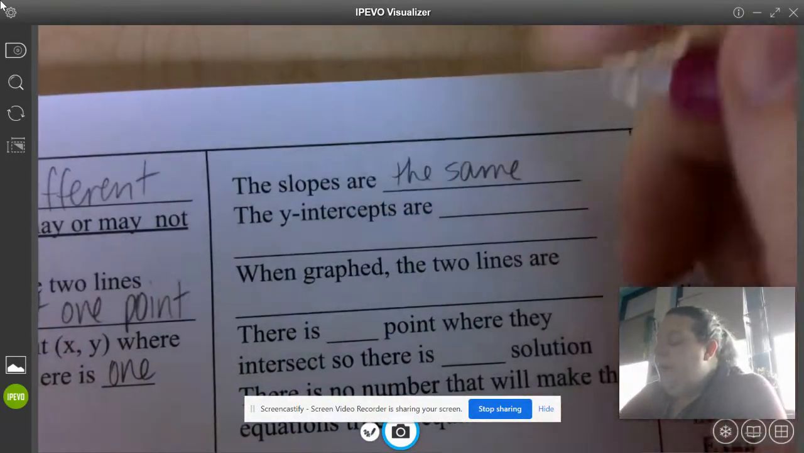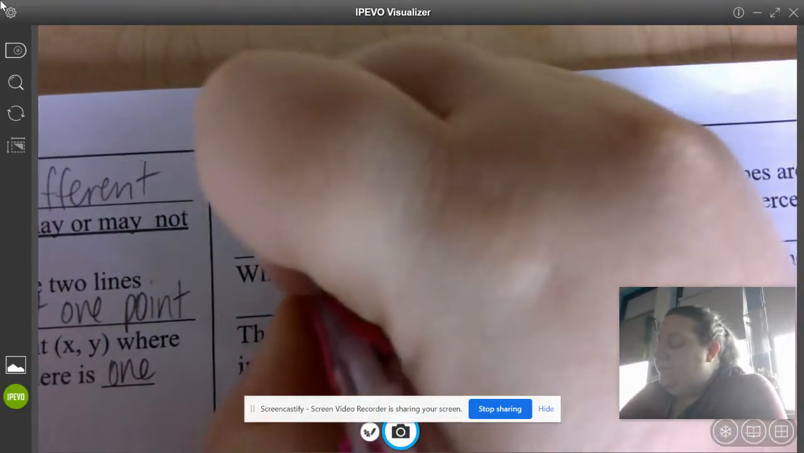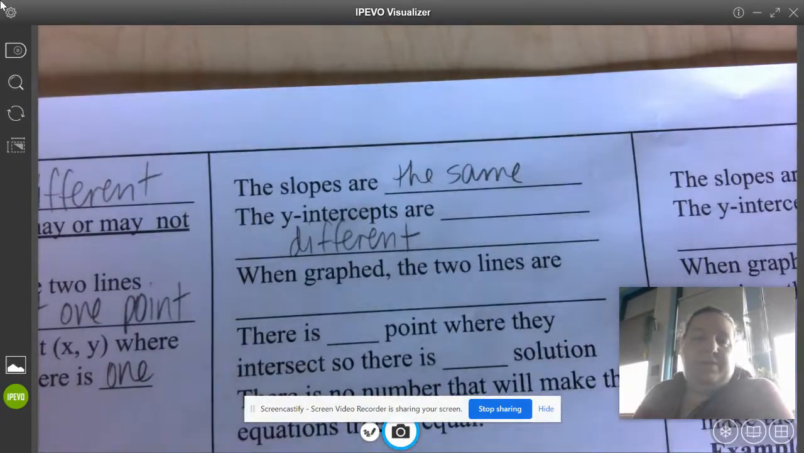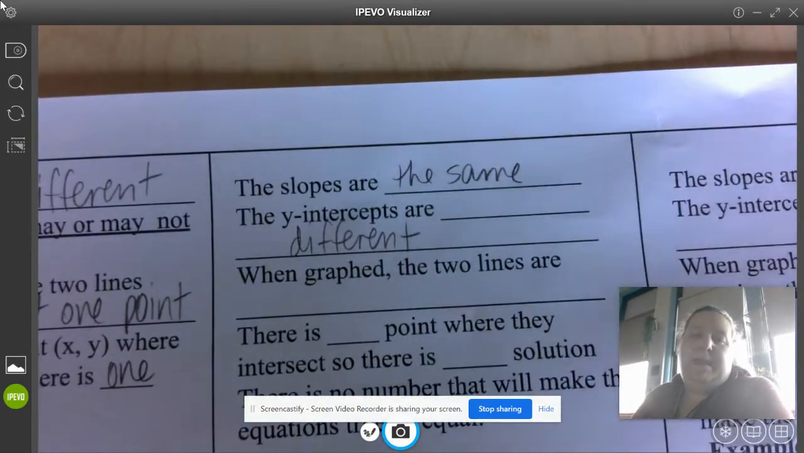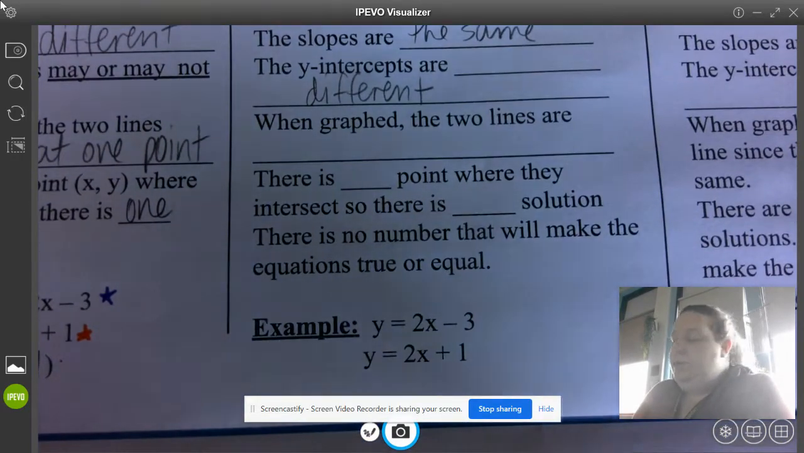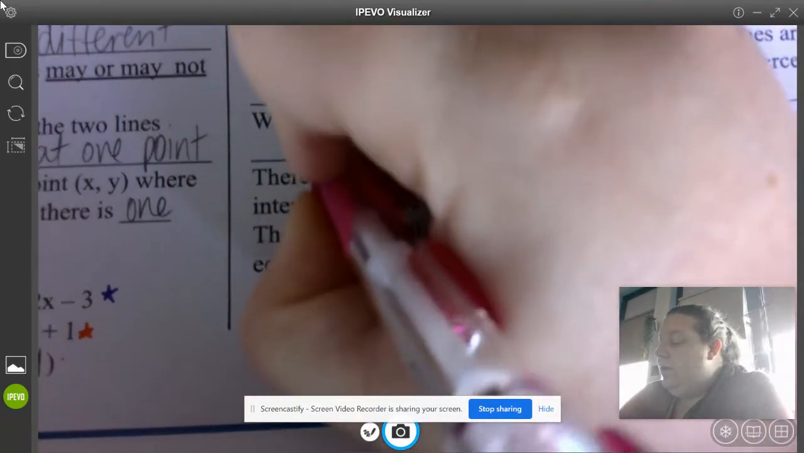And you're going to notice that the y-intercepts are different, which means they're moving at the same rate, at that same pace, but because they're starting at different spots on the y-axis, they're never going to meet. They're going to look like railroad tracks. They're going to be parallel to each other. So when graphed, the two lines are parallel.